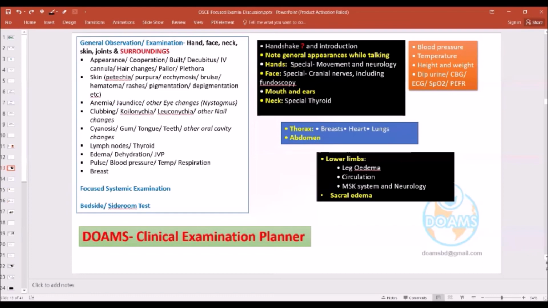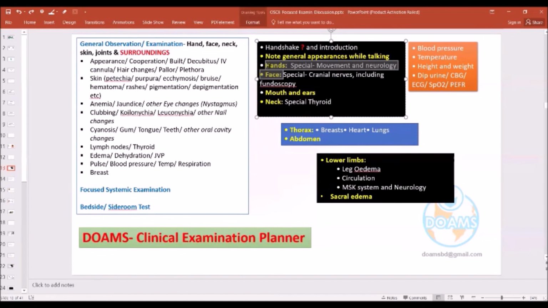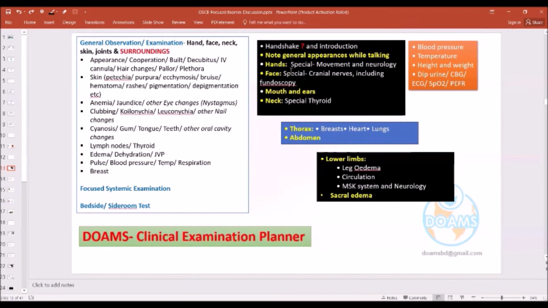You already finished hands. You already finished face. Look at the part already in the upper black box. You already finished, if needed, other cranial nerves. Already we discussed the optic nerve, vision problem, cranial nerves. If possible, fundoscopy, but here fundoscopy is not much important. You have already seen the mouth or ears. Possibly it is not directly relevant too much, but in the mouth cavity, you already wanted to see the tongue. In the neck, thyroid gland.